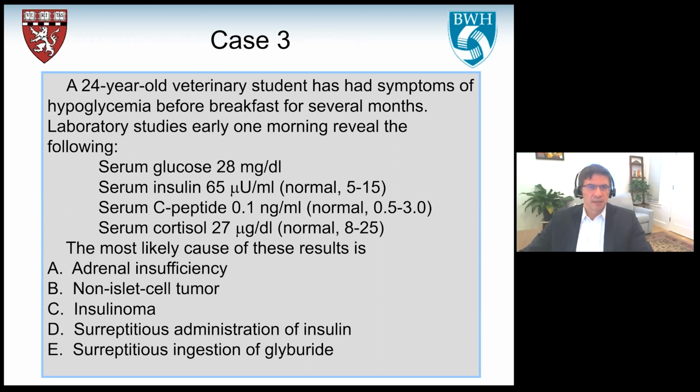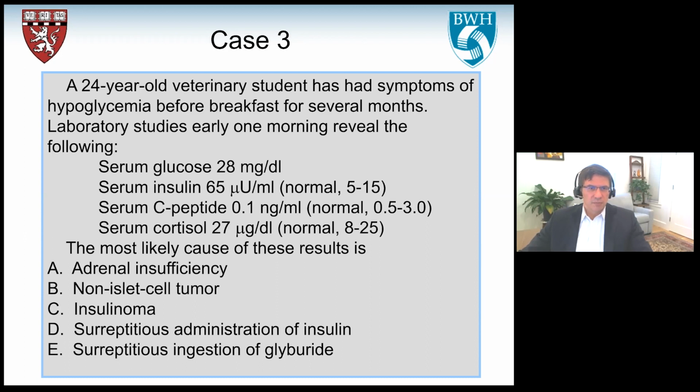Case 3. A 24-year-old veterinary student has had symptoms of hypoglycemia before breakfast for several months. Laboratory studies early one morning revealed the following: serum glucose of 28 milligrams per deciliter, serum insulin of 65 microunits per mil, with the upper limit of normal being 15, serum C-peptide of 0.1 nanograms per mil, with the lower limit of normal being 0.5, and serum cortisol of 27 micrograms per deciliter, with the upper limit of normal being 25.